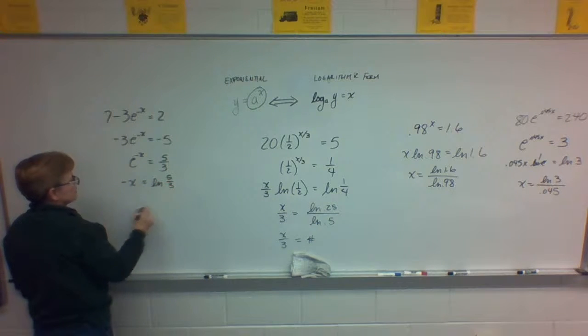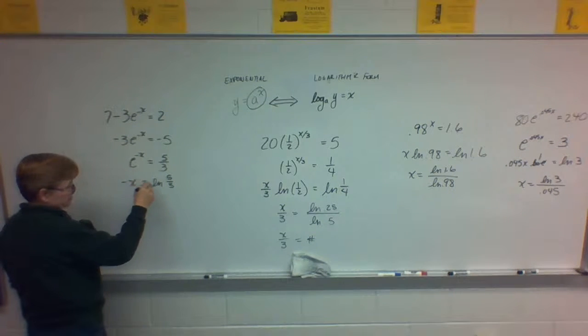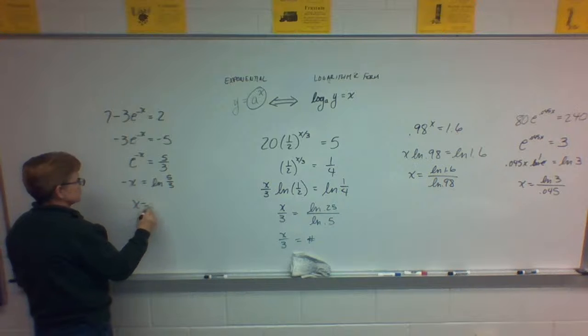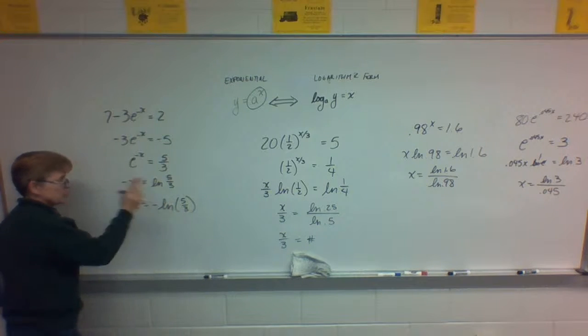Do you agree? Right? Because I've already eliminated the log e. Everybody good? Okay. So x then is just going to be the negative natural log of 5/3. And then you write that out.